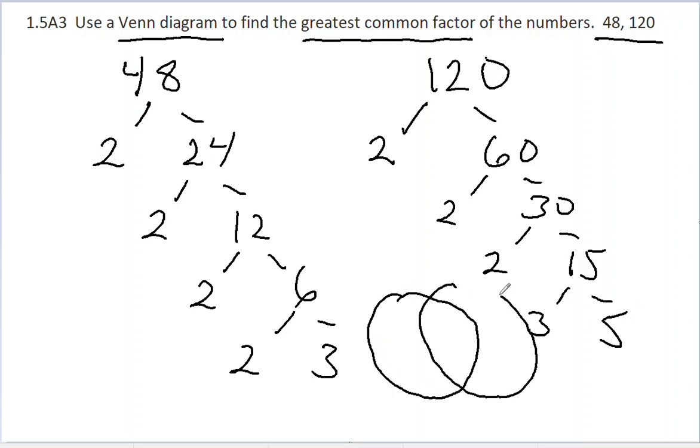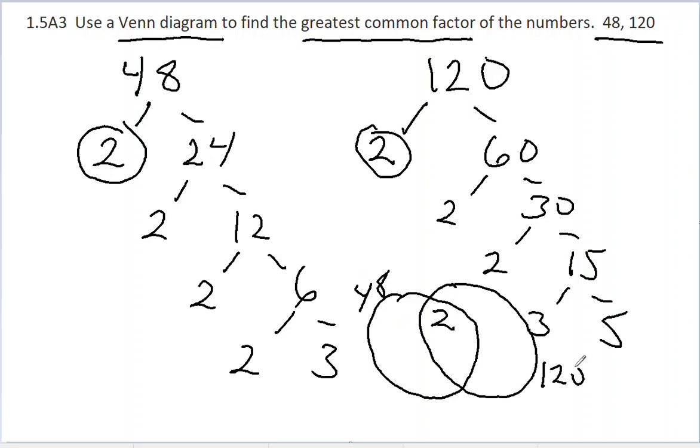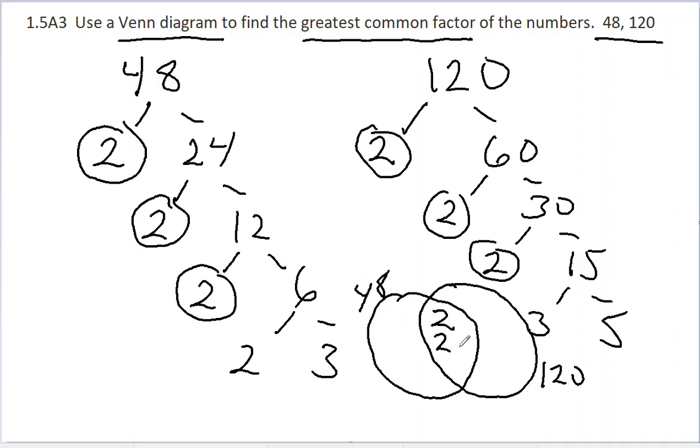And now let's find out where the factors are in common. So we have a 2 here and a 2 here. So let's put that in the middle, shared by both the 48 circle and the 120 circle. We have a 2 here and a 2 here. That goes in the middle. We have a 2 here and a 2 here. That goes in the middle.